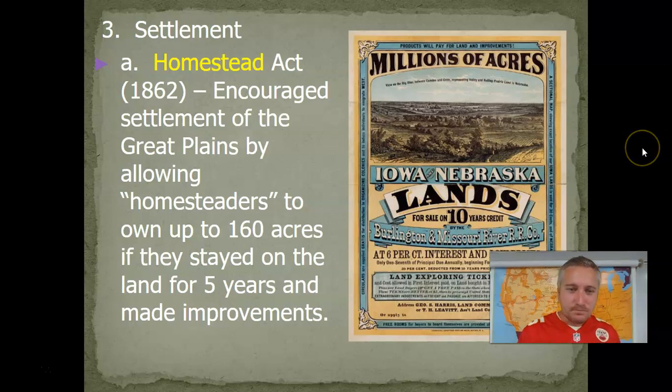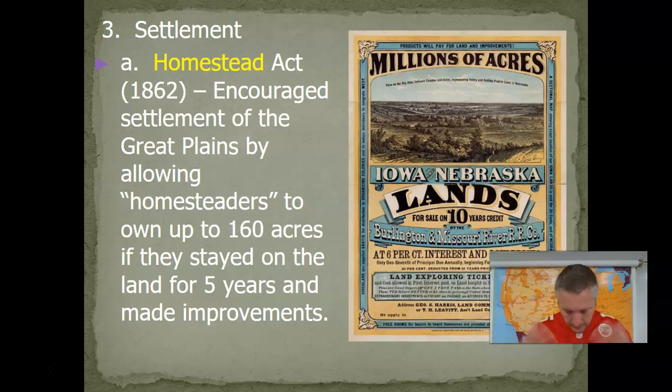All right, now 1862. This is actually during the Civil War. This is one of the laws that Abraham Lincoln signs into effect. It is called the Homestead Act, and the purpose of the Homestead Act was to try and settle the West. There was a lot of land that was just owned by the government, right? They had bought it from the French in the Louisiana Purchase. But there was nobody really living there.